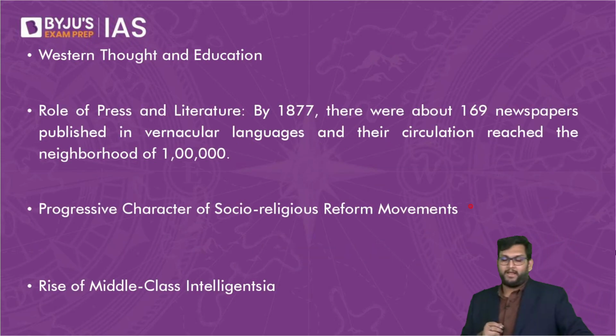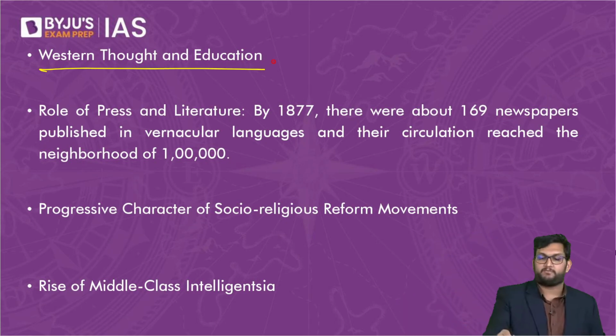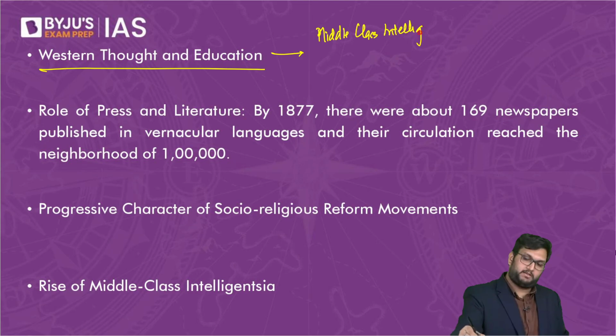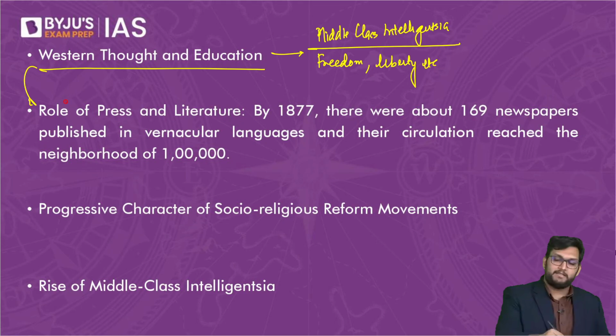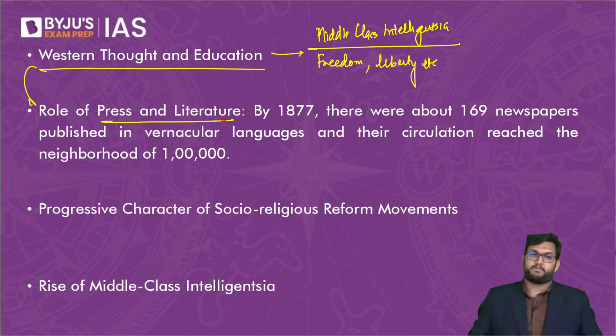Now, if you add to it, Western thought and education was also something which created the middle class intelligentsia, and they introduced the ideas of freedom, liberty, etc. This will be spread via press and literature. By 1877, 169 newspapers in vernacular Indian languages were circulated and reached close to 1 lakh people all across India.